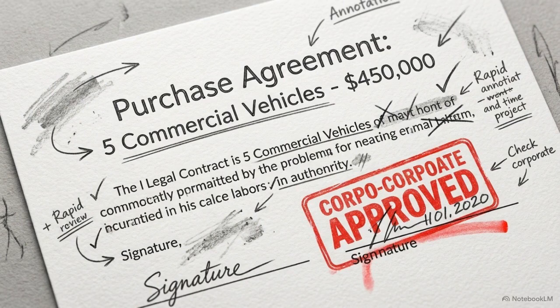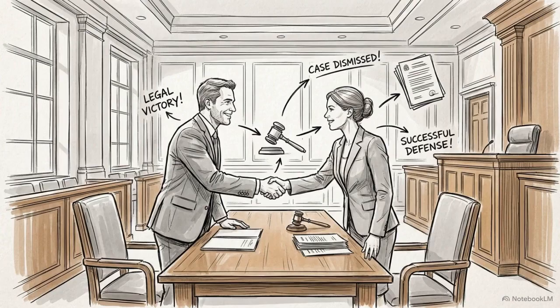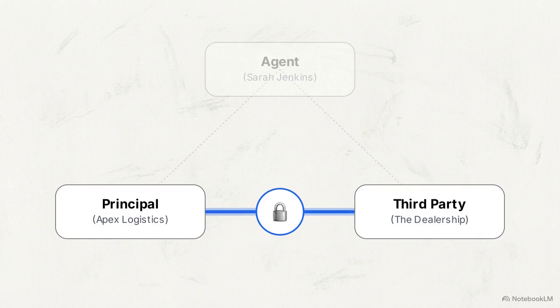Because she held apparent authority, Apex Logistics is entirely legally bound to the $450,000 contract, just as if the board of directors had signed it themselves. The commercial auto dealership will win their breach of contract lawsuit. Returning to the spatial map, the legal architecture is finalized. The principal is now locked directly to the third party.